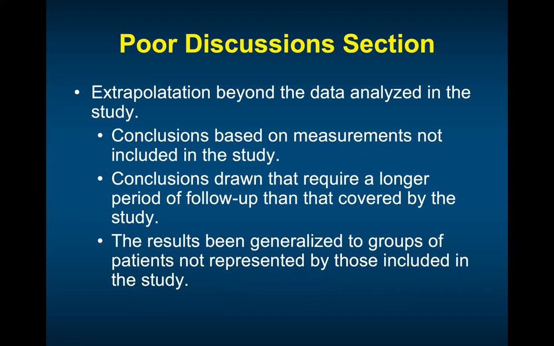A poor discussion section is when you start to extrapolate beyond the data that is analyzed in the study. We are giving conclusions based on measurements not done in the study, or conclusions that require a longer period of time, or you try to generalize the results beyond the group of patients that are studied in the article.